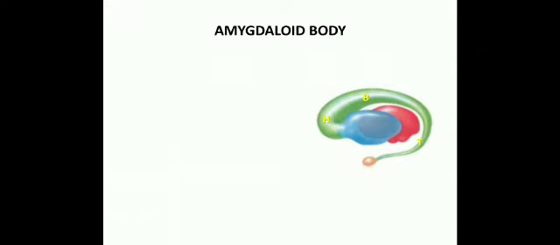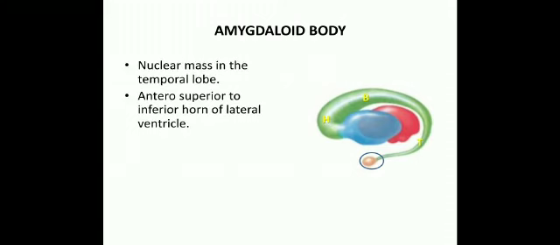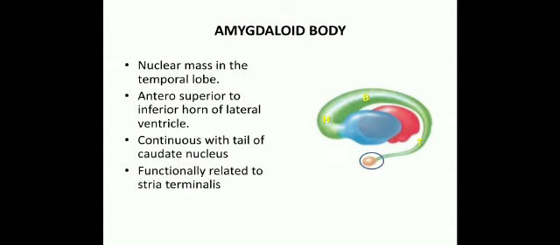So, now the amygdaloid body. It is a nuclear mass in the temporal lobe lying anterosuperior to the lentiform, that is, at the inferior end of the lateral ventricle, and topographically it is continuous with the tail of the caudate nucleus. Here we can make out the tail end of the caudate nucleus. At the tail end we can observe the amygdaloid body, but it is functionally related to the stria terminalis and it is a part of the limbic system.